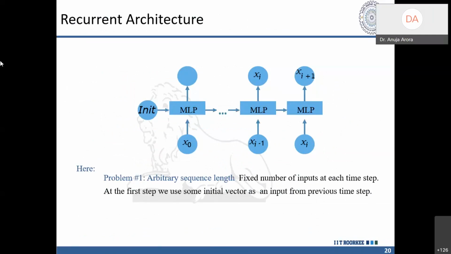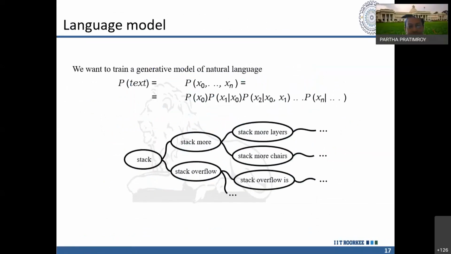Okay, so if you see here, in this example, we give stack, we receive more or overflow. And then according to stack or more, after that we get layers. So the layers actually depend on the previous two words, stack and more. That's why this is the probability of a sequence, which you decompose into each of these words.